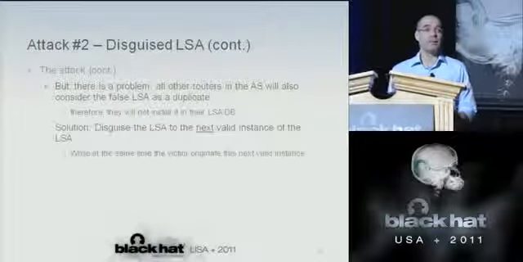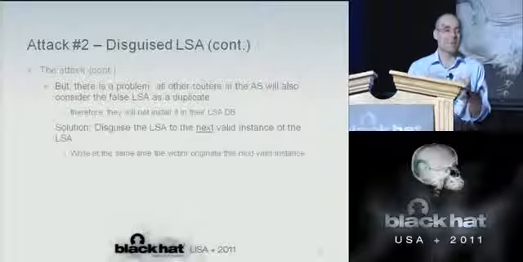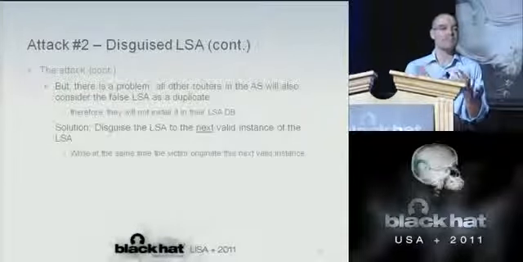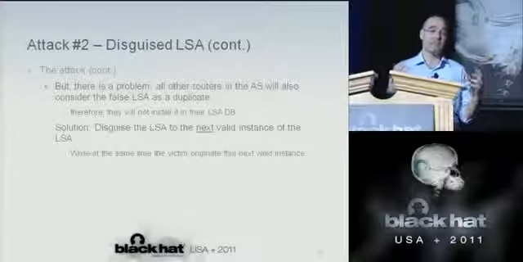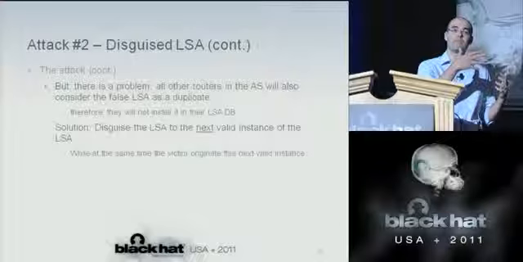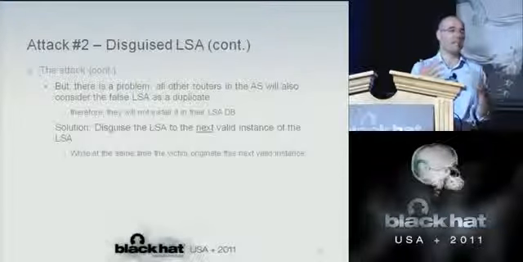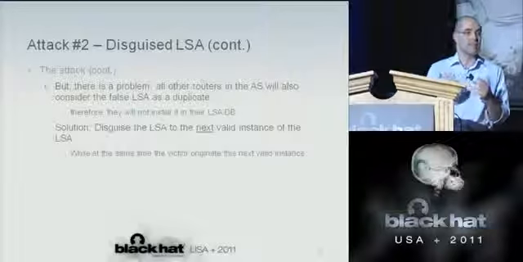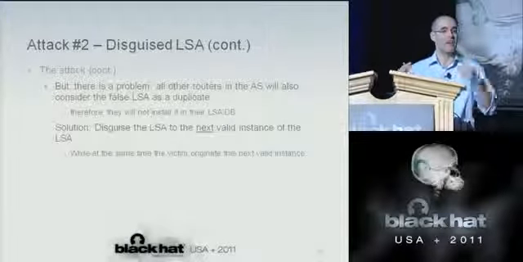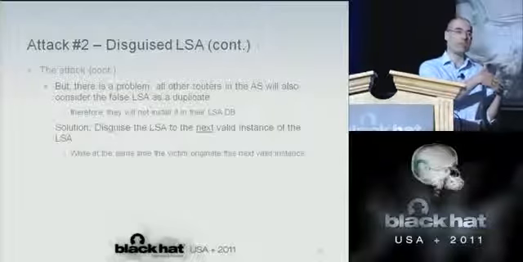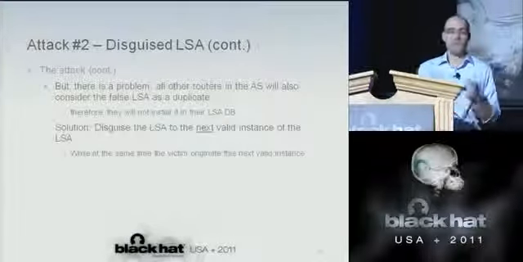So we have to solve this problem. The solution is that the attacker sends out an LSA that is disguised as the next valid instance of the LSA. Okay, the next valid instance, not the current one. So if we send out the disguised LSA flooded throughout the network, then all the routers will install it, since it is disguised as the next valid instance of the valid LSA. And if the next valid instance is simultaneously sent out, then when the disguised LSA reaches the victim, it will regard it as a duplicate, and no fightback will ever occur.